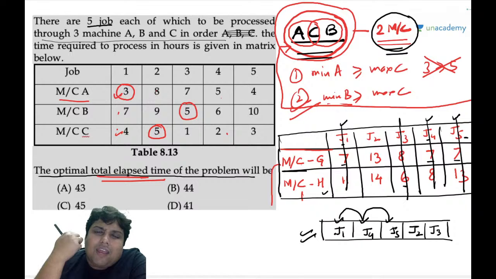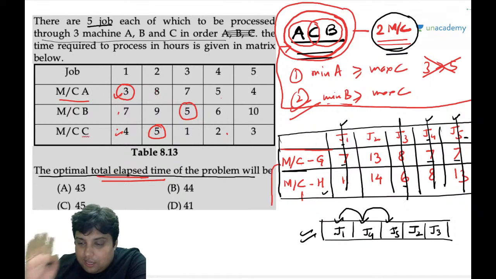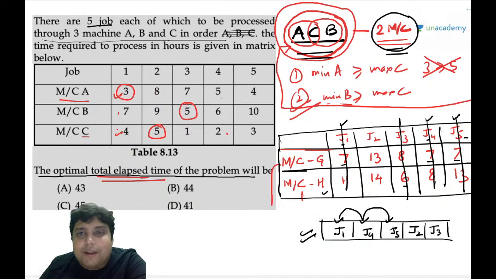We can make use of any of the optimal sequences to find the total elapsed time, and we have verified that in yesterday's class. पिछली क्लास में उसको अपन ने वेरीफाई कर लिया था, ठीक है ना. चलो बेटा आगे बढ़ता हूं. Let me proceed.